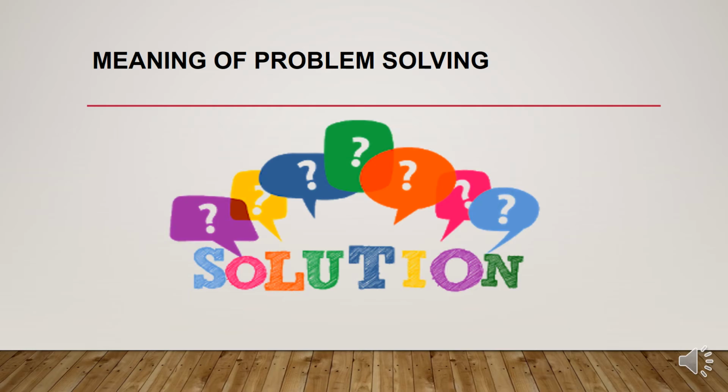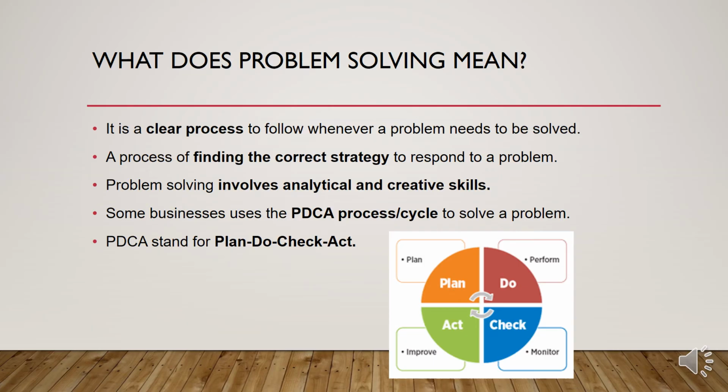So now we're going to look at what is the meaning of problem solving. In the previous slides, we looked at creative thinking, and now we're going to go over to problem solving. What does problem solving mean? Problem solving is a clear process. So you can remember from grade 10 that we did the problem solving cycle, and we know that it's a process that we need to follow in order to solve problems. A process of finding the correct strategy to respond to a problem.